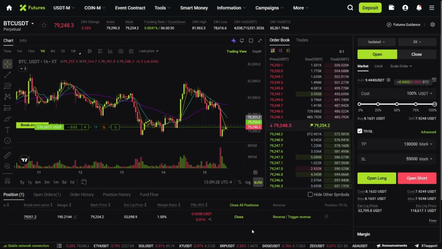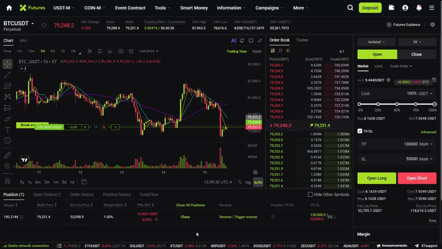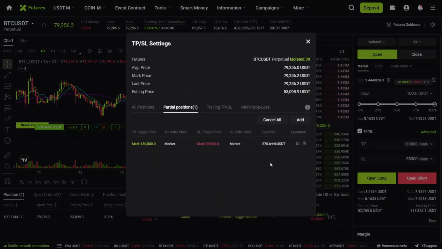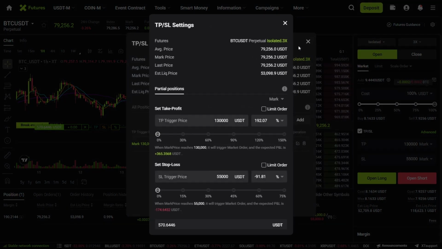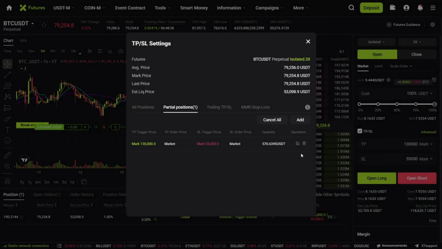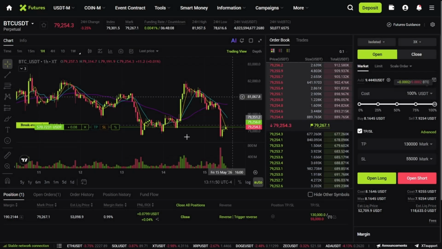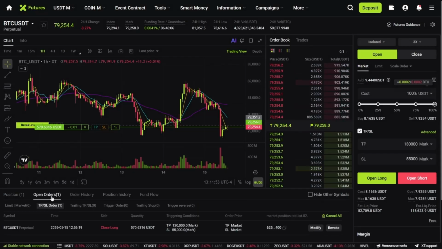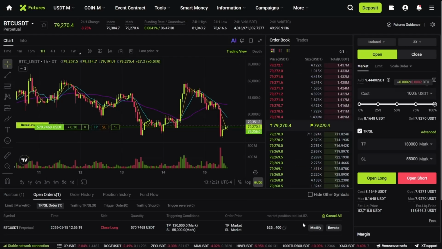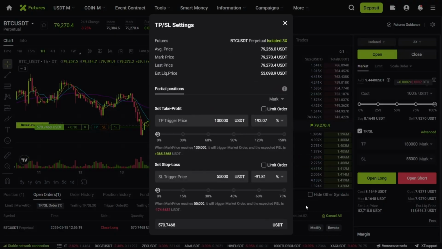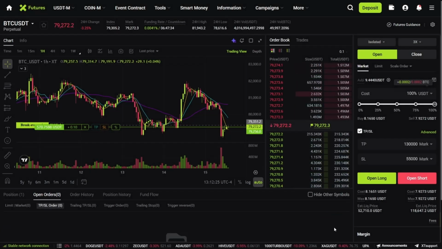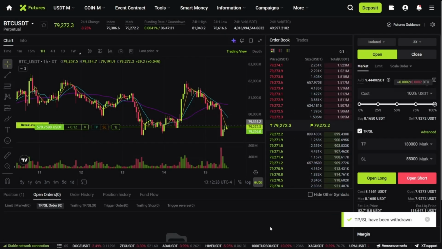If we scroll our cursor to the left a bit, it will give us a couple more options. On the far right, we can see our take profit and stop loss. If we click on this icon, this is where we can edit our take profit and stop loss or cancel it. We can also manage our take profit and stop loss orders under open orders. Here again, we could edit the order under modify, and we can cancel the order if we click revoke. And we can see our TP and SL order has been withdrawn.